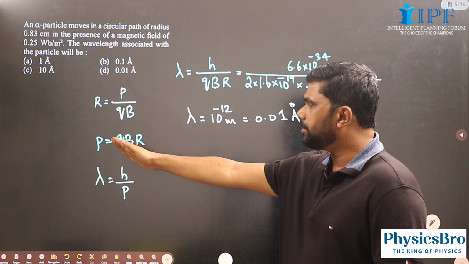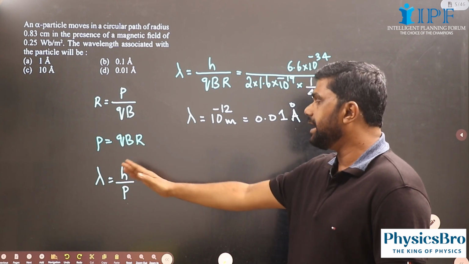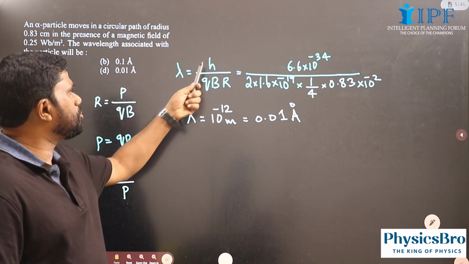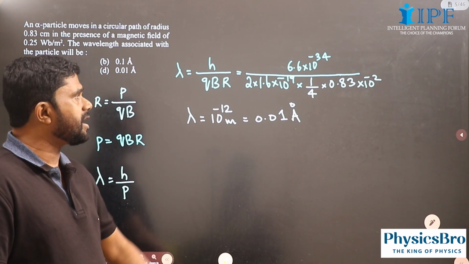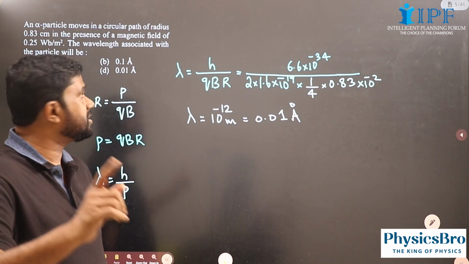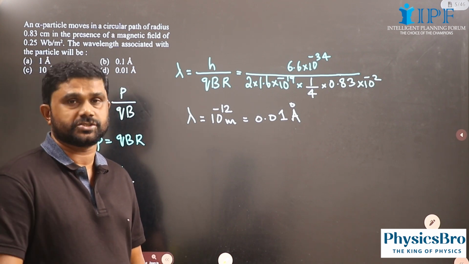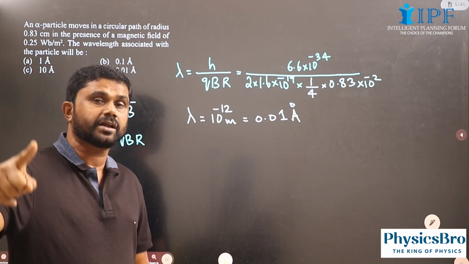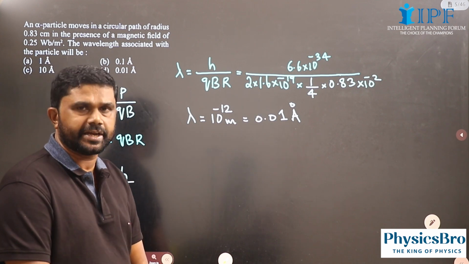So linear momentum will be P equal to QBR, and de Broglie wavelength lambda equal to h by P. Now see, lambda equal to h divided by QBR. H is Planck's constant, 6.6 into 10 raised to minus 34. And charge, it being an alpha particle, is 2 electronic charges. Charge equal to twice the charge on a proton, so 2 into 1.6 into 10 raised to minus 19.